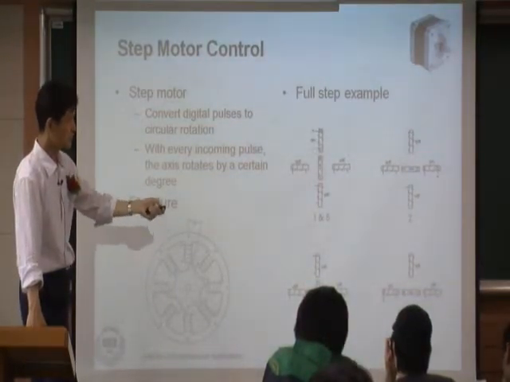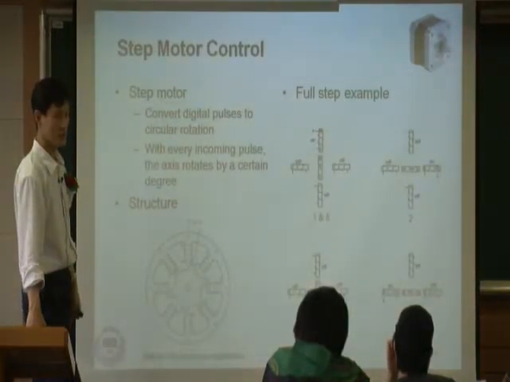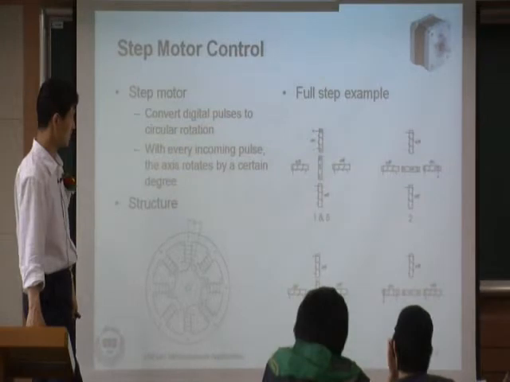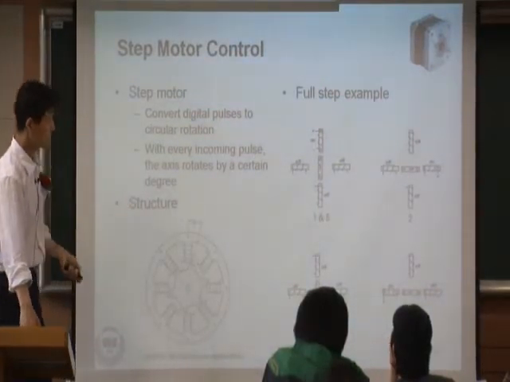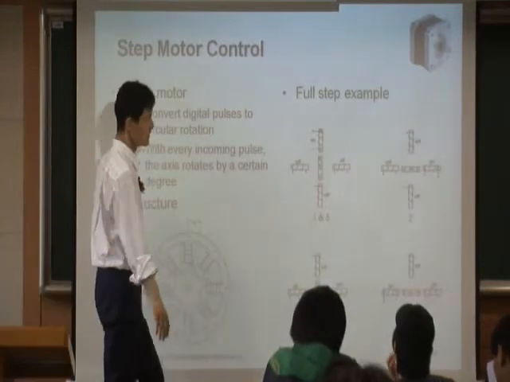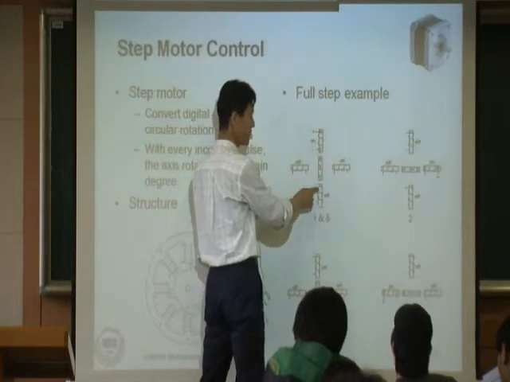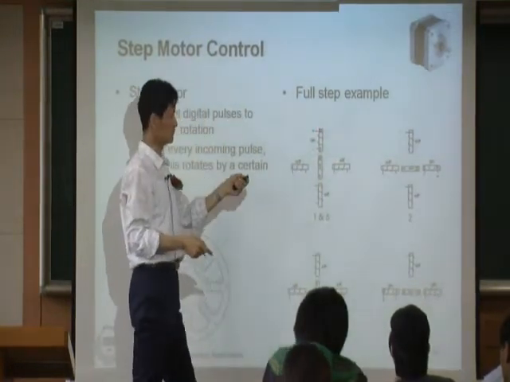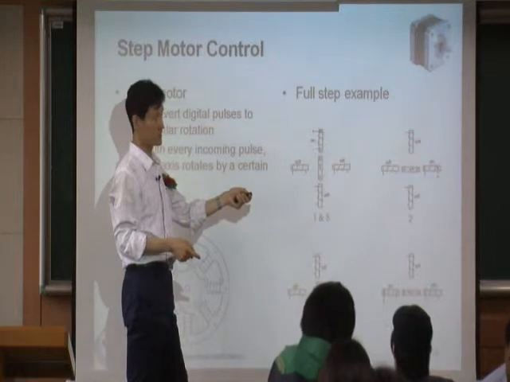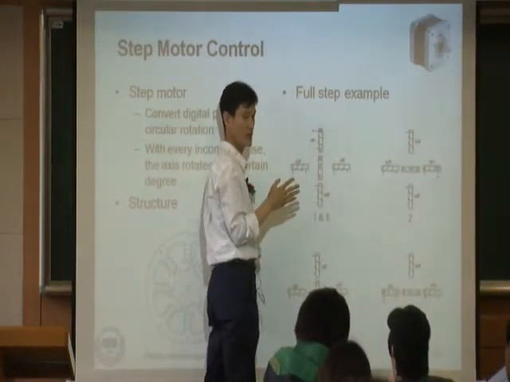And this picture shows you a simple diagram of how to operate these things. There are 3 different ways to run the step motor. This picture shows you a full step example, but let me explain what that means. Inside the motor here, we have 4 magnets. These 4 magnets can be turned on and turned off.